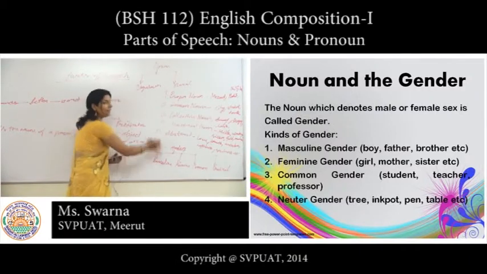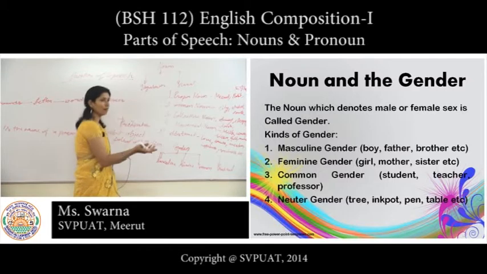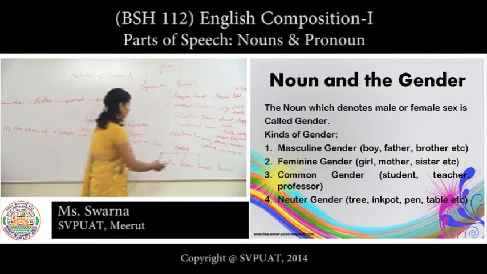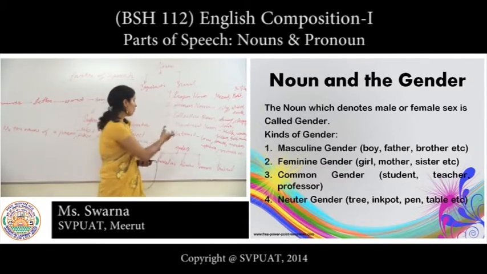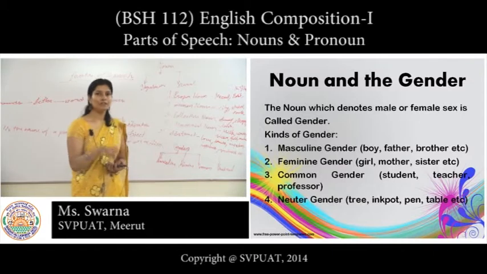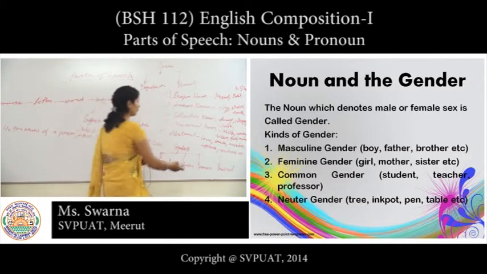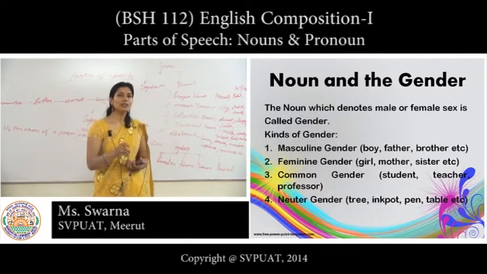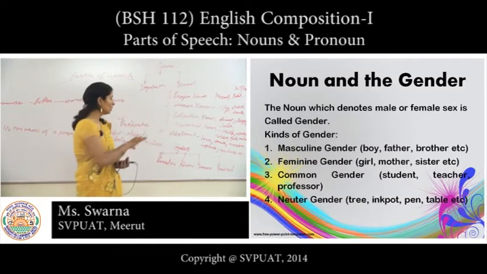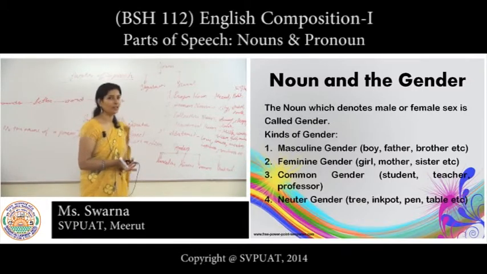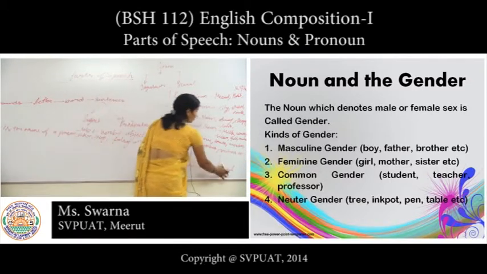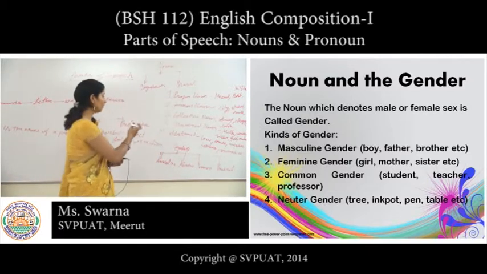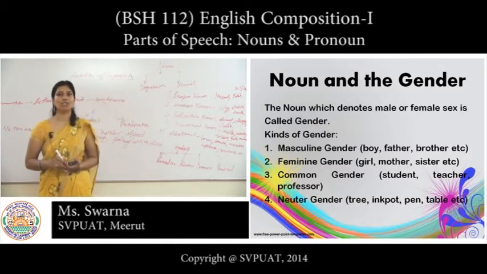Masculine denotes the male sex like boy, Ram, etc. Feminine denotes the female sex like girl. Common is for all those, whether male or female, like professor, teacher, students, because these are those words which include both female and male. Fourth one is neutral. All the non-living things are under the category of neutral, like pen, table, chair, etc.